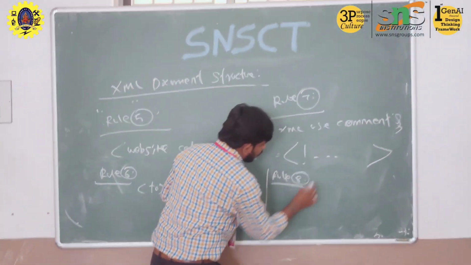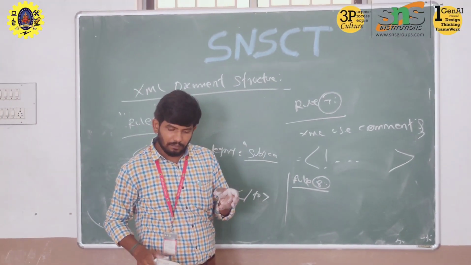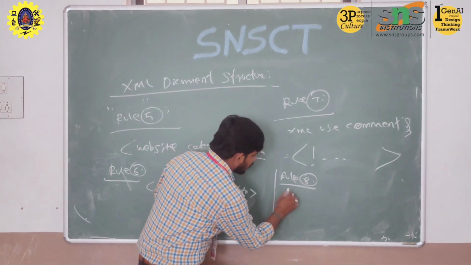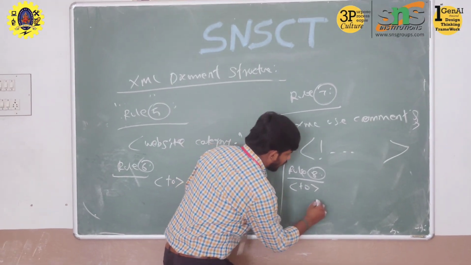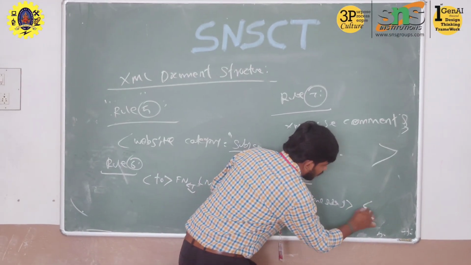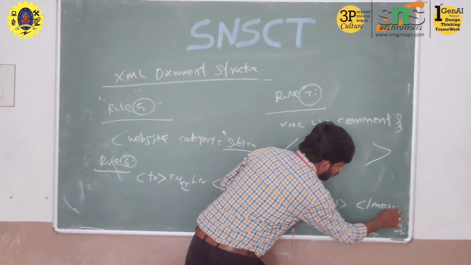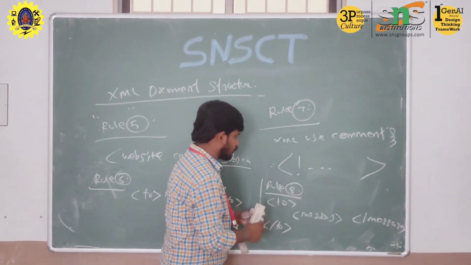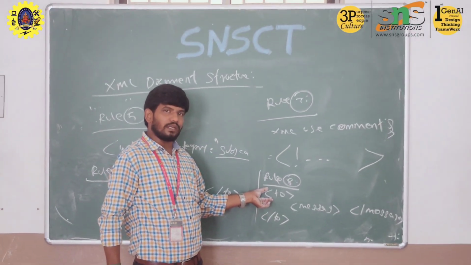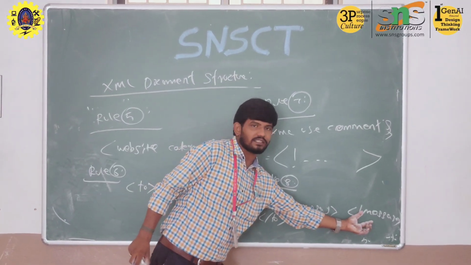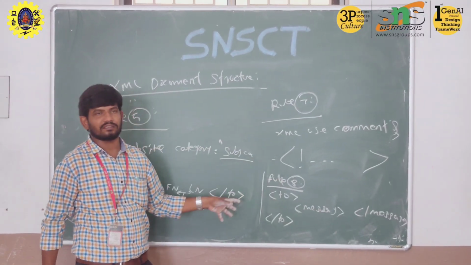And rule number 8: all tags are nested correctly. For example, suppose I create a to tag, and then a message tag. The message tag is closed, and again the to tag is closed. Once I open the to tag and enter it, I open the message tag, then close the message tag. So this is how all the tags are nested.